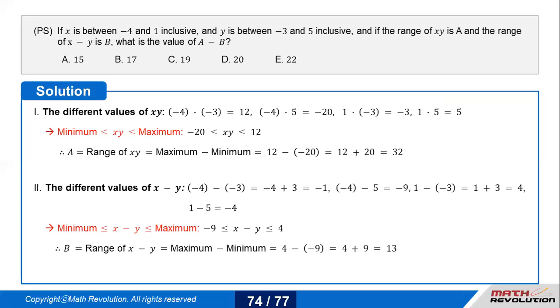Now we have to find the difference between the ranges, which is 32 minus 13. That makes it 19.